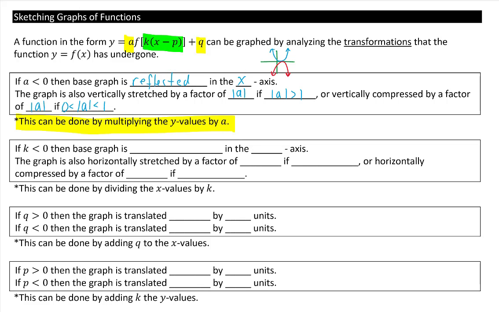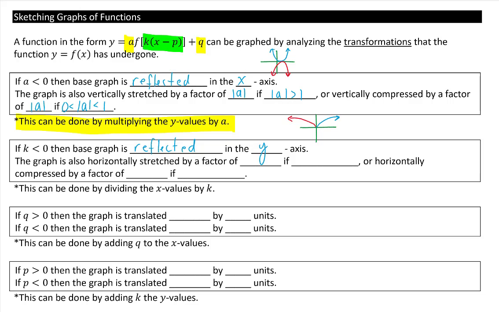Next, if k is less than 0, then the base graph is reflected in the y-axis. And what this could look like is if you had your square root function here, and I had a negative k value, it would be reflected across, or in, the y-axis.